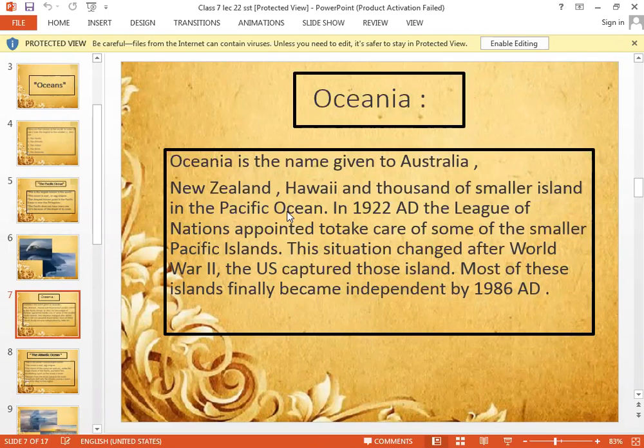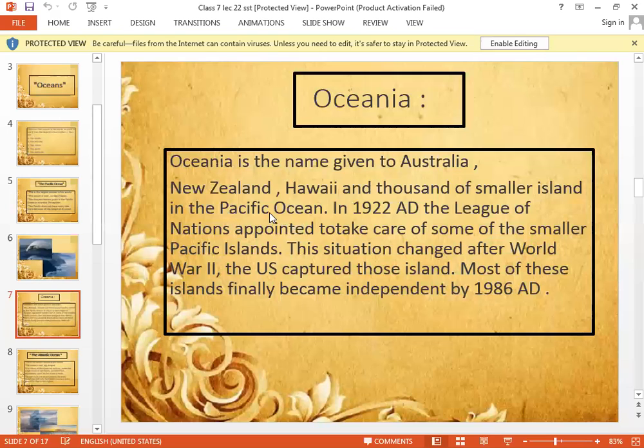And one important thing, which is very important, is what is called Oceania. So Oceania is the name given to Australia, New Zealand, Hawaii, and thousands of the smaller islands in the Pacific Ocean. So this is not called the ocean, but called Oceania. Is it clear? Oceania. So we will pronounce it as Ocean and then IA, Oceania. Oceania is the name given to Australia, New Zealand, Hawaii, and thousands of the smaller islands in the Pacific Ocean.